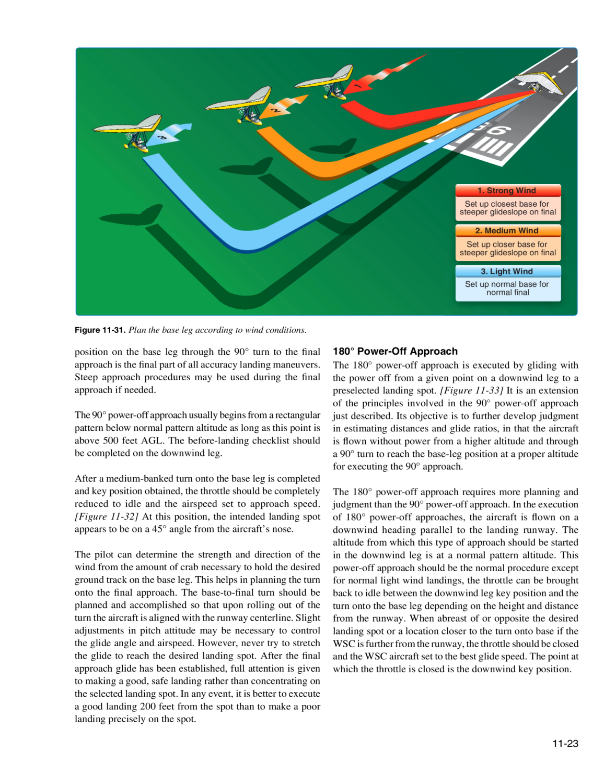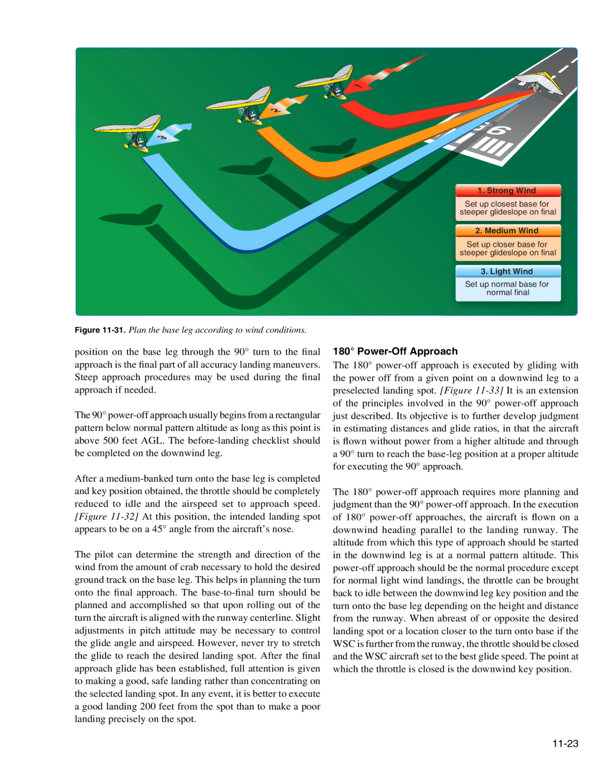Its objective is to further develop judgment in estimating distances and glide ratios, in that the aircraft is flown without power from a higher altitude and through a 90 degrees turn to reach the base leg position at a proper altitude for executing the 90 degrees approach. The 180 degrees power-off approach requires more planning and judgment than the 90 degrees power-off approach. In the execution of 180 degrees power-off approaches, the aircraft is flown on a downwind heading parallel to the landing runway.